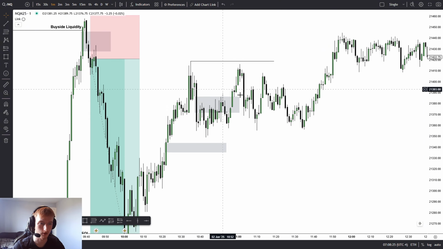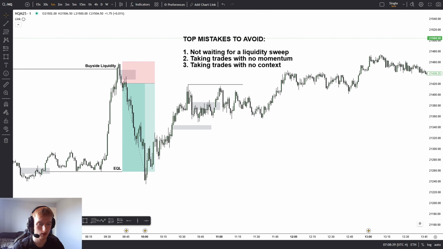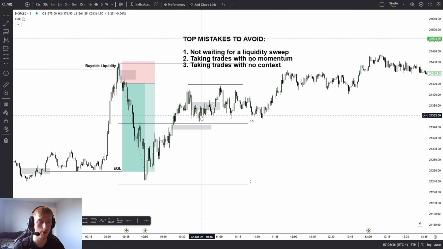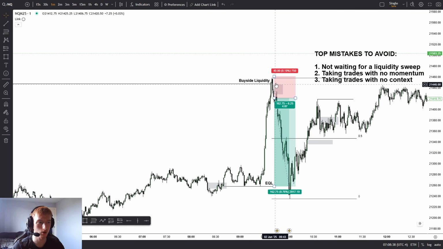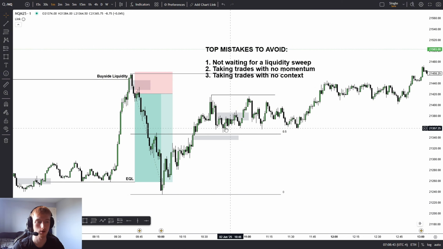We've just got a random fair value gap in the middle, which is kind of a fourth mistake that we're going to include, just in the middle of this range. So this is the daily range. We're just chopping in the middle of it. It's just not a high probability play. These external liquidity sweeps is what you want to be looking for, not just these random inverse fair value gaps in the middle of nowhere.